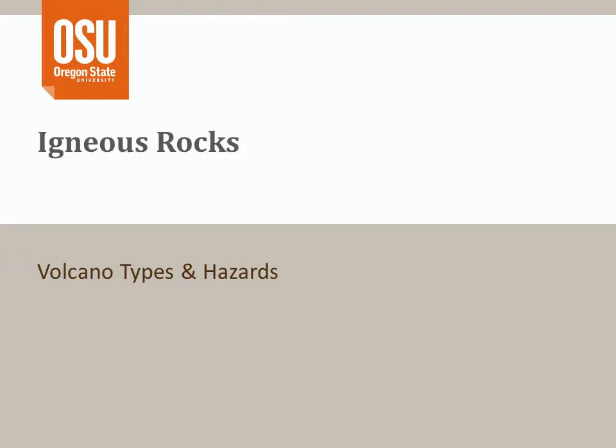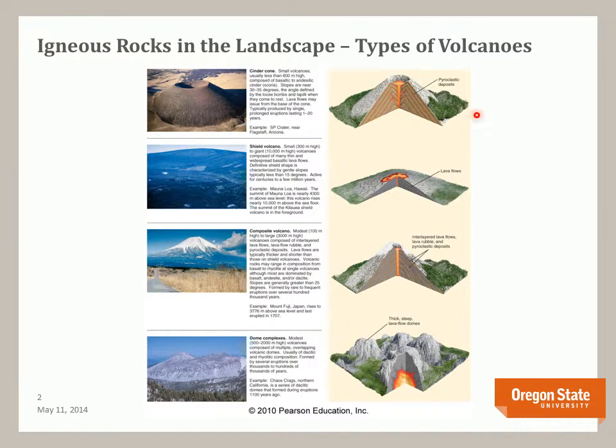Hello. In this short video, or not so short video, I'll be talking about igneous rocks a little bit more, and specifically talking about volcano types and the hazards associated with different types of volcanoes. There are four broad categories of types of volcanoes. There are cinder cones, shield volcanoes, composite volcanoes, and dome complexes. And I'll be walking through each of these in the next few slides.